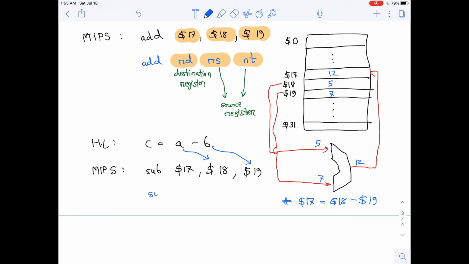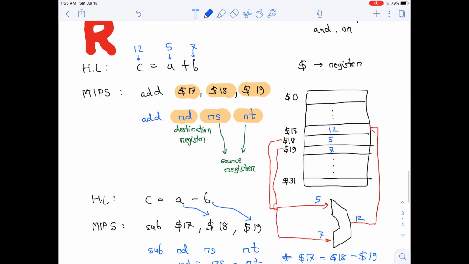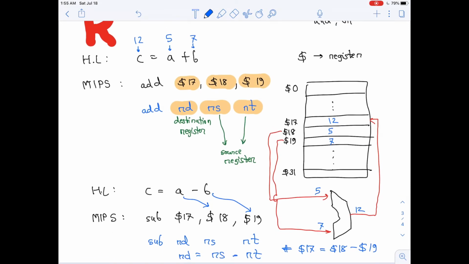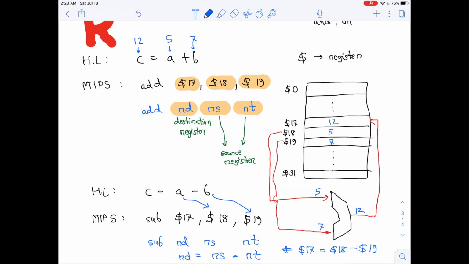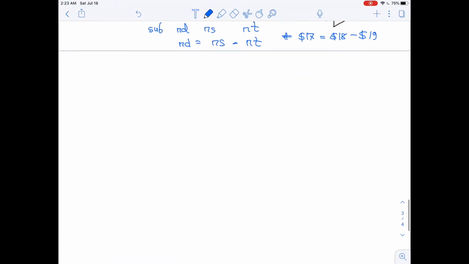So again, the format would be like this. This is the destination register, this is the source register, and this is the second source register. In other words, RD equals RS minus RT here. So this is basically what the R format instruction looks like. Add and sub are known as arithmetic instructions, right? And I said that these are R-type instructions.